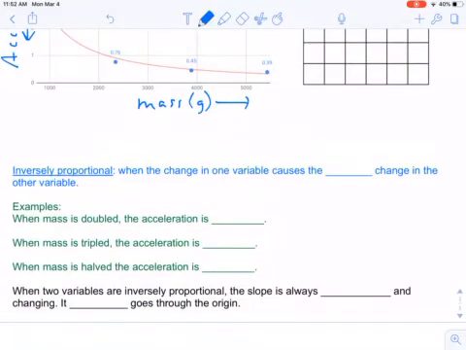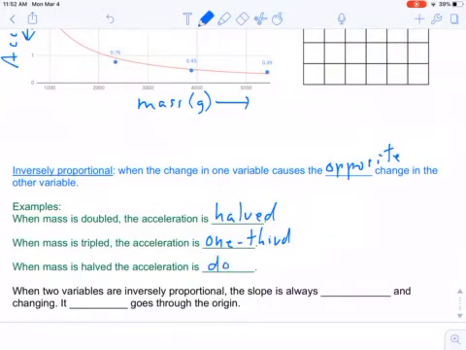The definition for inversely proportional is that when the change in one variable causes the opposite change in the other variable. So for example, when mass is doubled, the acceleration would be halved. When the mass is tripled, the acceleration is, we'll call it 1/3. When mass is halved, this gets a little tricky now, half the mass would mean double the acceleration because they are opposite.